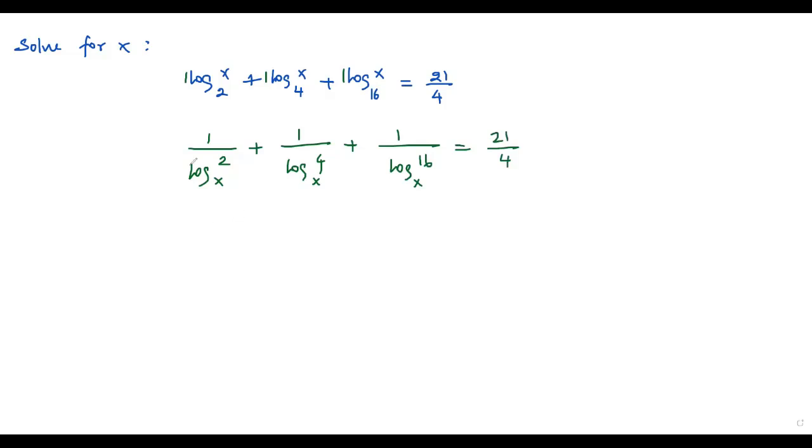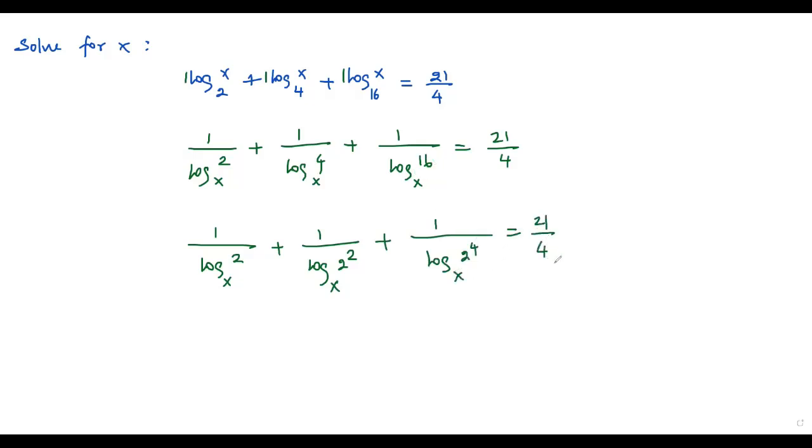Here we can try to write each argument of the given logarithms as a power of a prime number. In the first logarithm, the argument 2 is already a prime number, so we can keep this one as it is. That is 1 over log 2 to the base x. In the second logarithm, 1 over log, this 4 is a power of 2. So 4 can be written as 2 squared, so log 2 squared to the base x, positive 1 over 16 is also a power of 2. So it can be written as 2 to the 4th power to the base x equals 21 over 4.